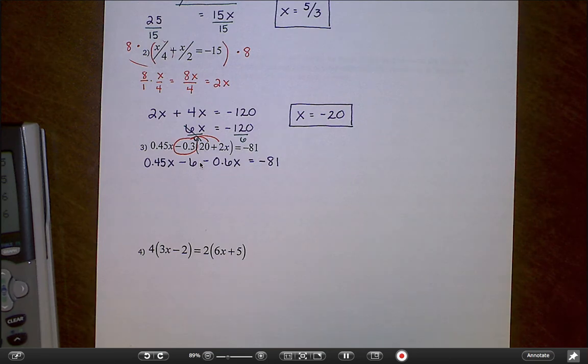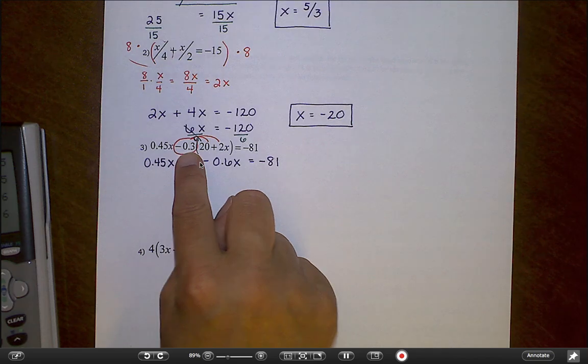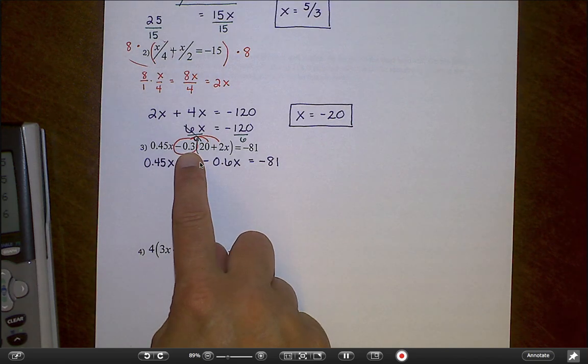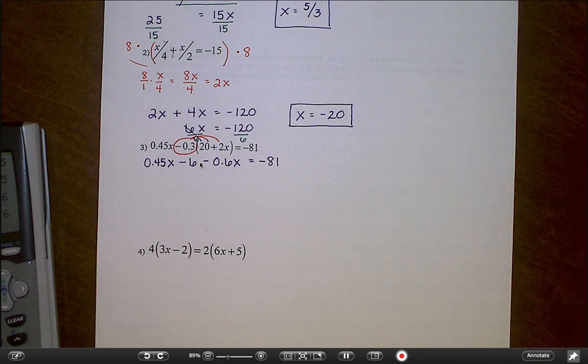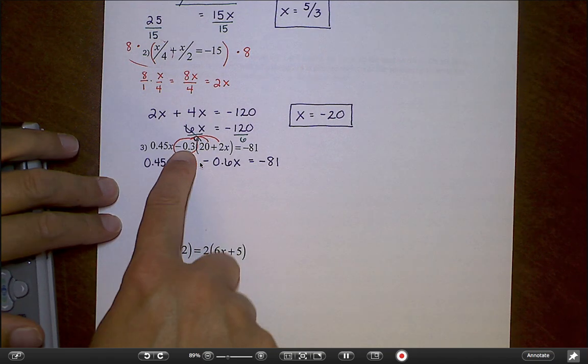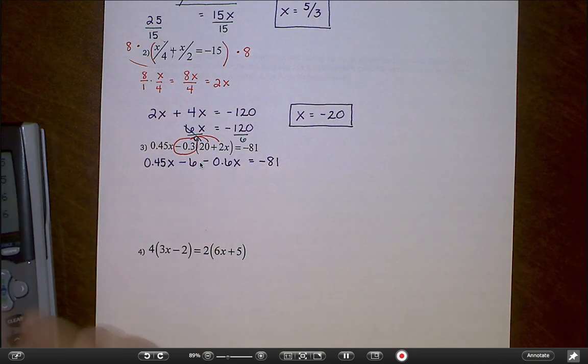Just be cautious here. Remember that problem I was mentioning on the quiz. One of the big mistakes I see is people want to make this a 0.03, and I really think that's just a careless error. That's just something that people don't notice, that it's a 0.3 and not a 0.03. So just be careful with those decimal places.